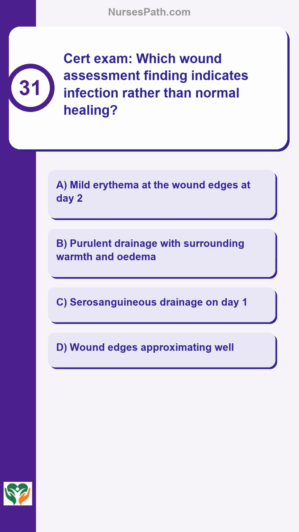Question 31. CERT exam. Which wound assessment finding indicates infection rather than normal healing? Mild erythema at the wound edges at day 2. Purulent drainage with surrounding warmth and edema. Serosanguineous drainage on day 1. Wound edges approximating well.